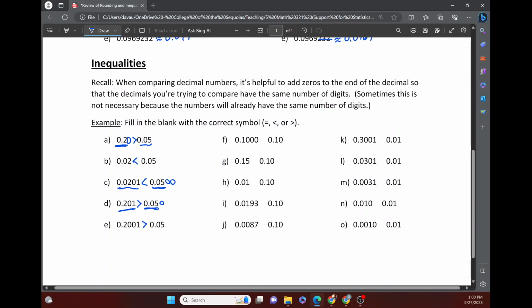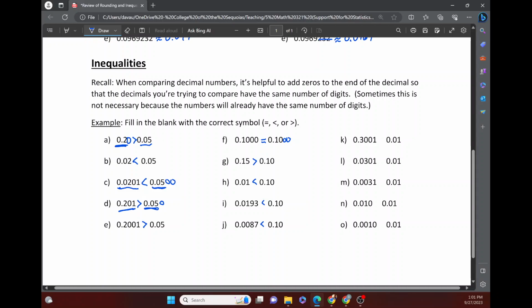Okay, so I'm going to give you my solutions now. For part F, these two numbers would be exactly the same. They're equal. You can see that, here you have 4 digits, here you just have 2. If I add a couple zeros, oh, well, it's just 1,000, right? 1,000 equals 1,000. Okay, so for part G, this 15 is bigger than 10. For part H, 0.01 is less than 0.10. For I, 0.0193 is less than 0.10. And for part J, 0.0087 is less than 0.10.